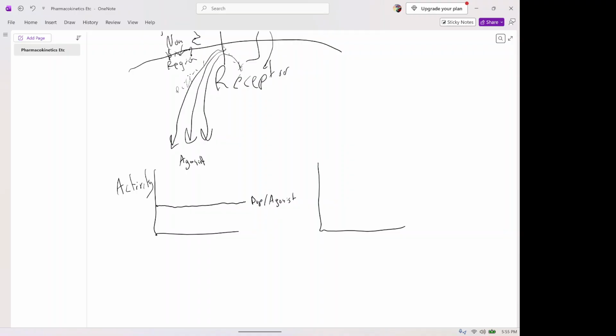So there are things called superagonists, which would have a higher level of activity, maybe like up there. Then they don't come into play that much clinically. You almost never hear about them being used clinically, but I think in biochemistry it ends up being a little more useful.